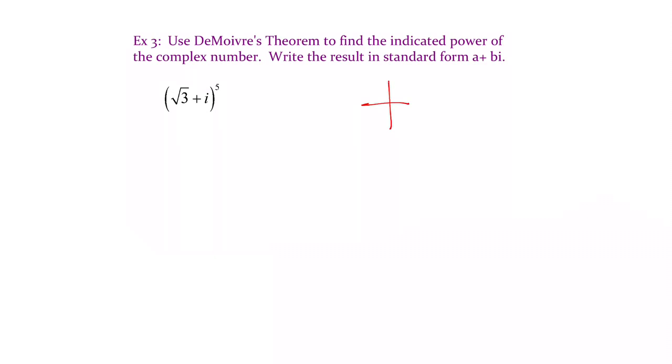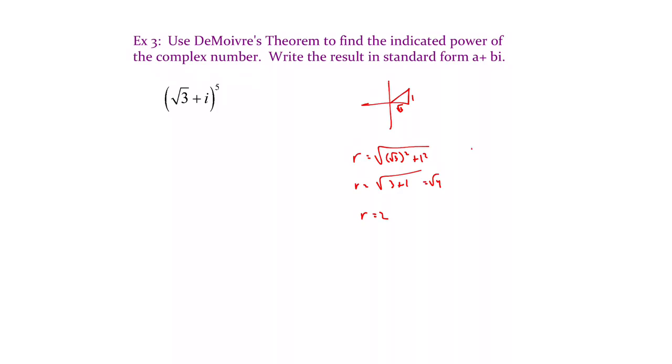So if we plot the point, square root of 3 plus i, that would be in quadrant 1. This would represent the square root of 3. That would represent the b value of 1. So you'll find the r value, which is the absolute value of the complex number. So this would be the square root of square root of 3 squared plus 1 squared. So that would be equal to 3 plus 1. So the square root of 4 is 2.